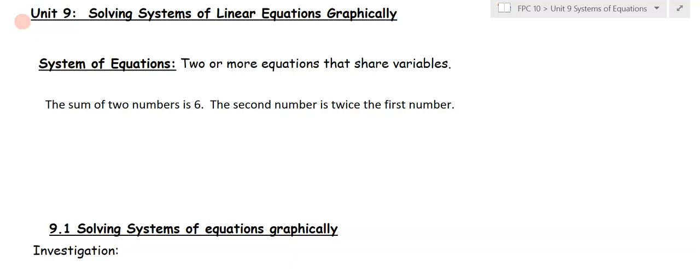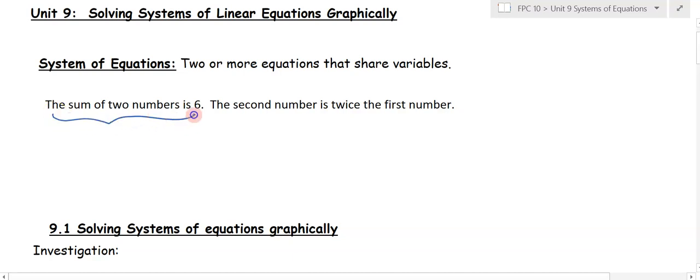In Unit 9, we're going to be looking at systems of linear equations. And so we need to first understand what is a system of equations. A system of equations is basically two or more equations that share the same variables. So for example, if I give you this little word problem, the sum of two numbers is 6.